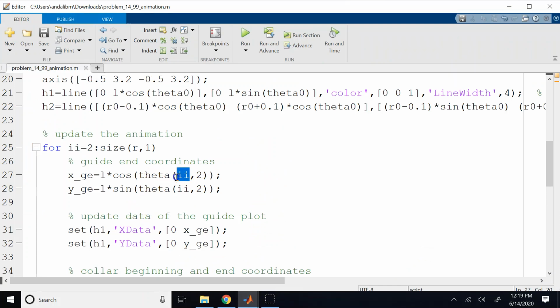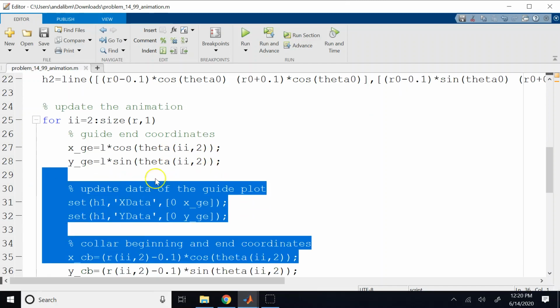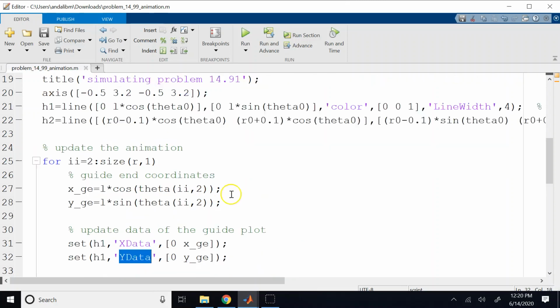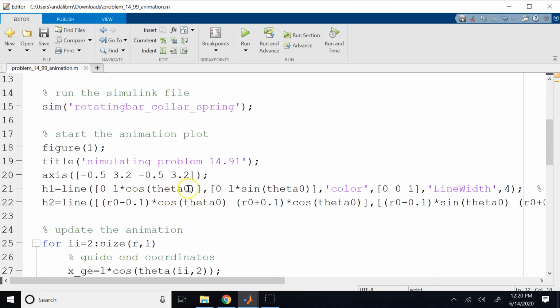I'm looking at row number I. Why? Because my loop counter is I in general. And then what? Column number 2. And by the way, I'm using sine and cosine, not sine D and cosine D, because the theta I exported is in radians. So I get my endpoint for the guide, and then I update my X and Y data, which is this. This is X data of handle H1, and this is what? Y data of handle H1. I update both of these.